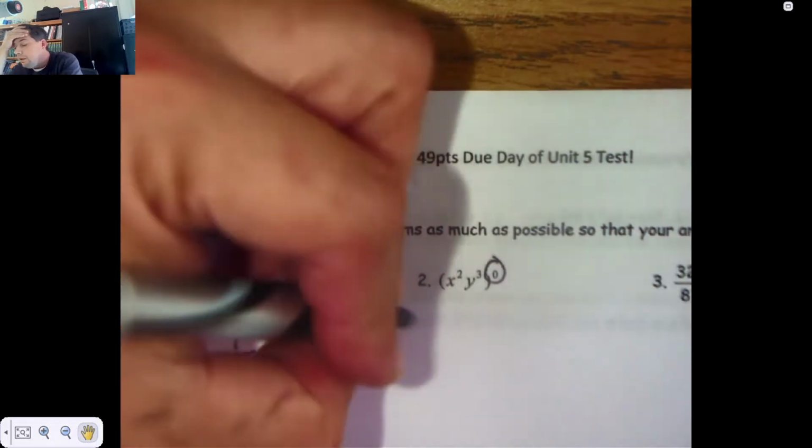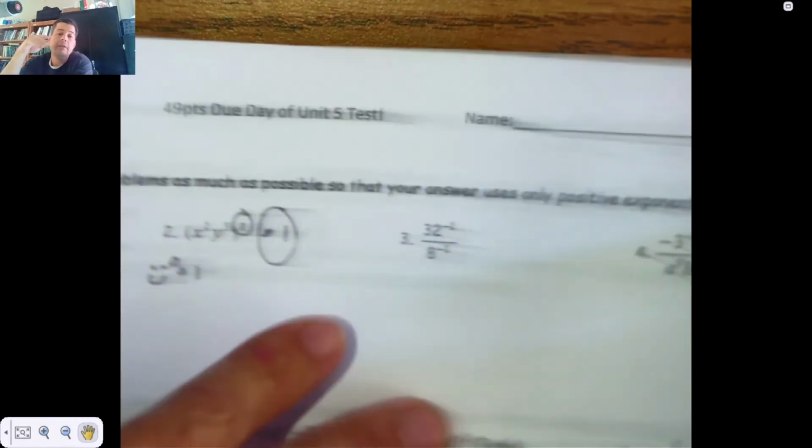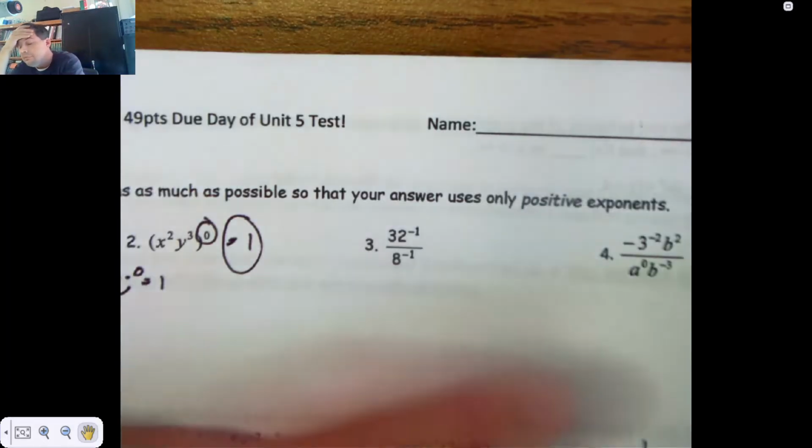I notice this little dude right here, and I know that a smiley face to the 0 is 1, so I know that this dude is 1. Doesn't matter what's inside. Master exponent's 1.